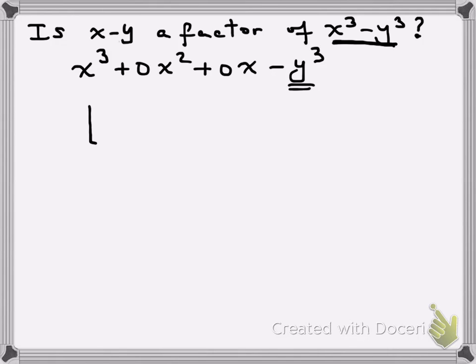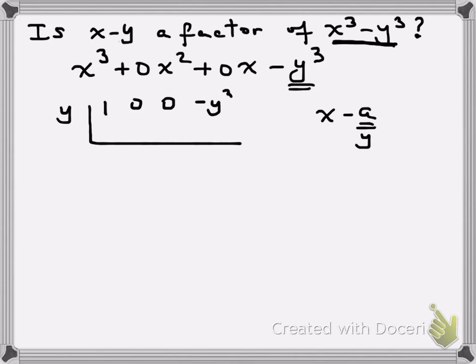So let's set up our synthetic division. Now remember, we're dividing by x minus a. So in this case, what is the a value? It's just y. So I'm going to put y to the left of my division symbol, and then to the right of my division symbol, I'm just going to put the coefficients of the dividend. Here, the coefficient of x cubed is 1, the coefficient of x squared is 0, the coefficient of x is again 0, and the constant coefficient is negative y cubed. So let's go ahead and do the division.